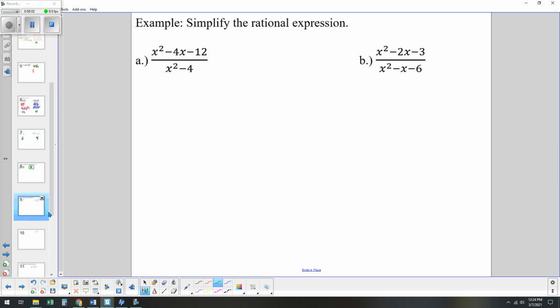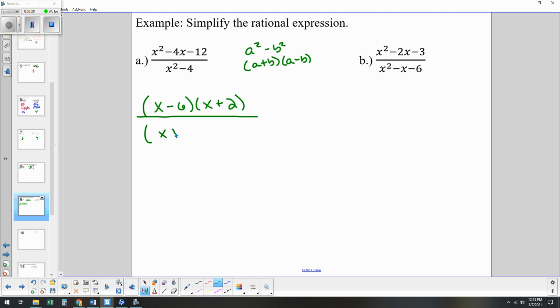All right, very rarely will they be set up for us that way, though, so we're going to have to factor them first. So I'm going to factor the top. So multiplies to negative 12, adds to negative 4 is x minus 6, x plus 2. Factor the bottom, that's the difference of perfect squares, right? A squared minus b squared, which is a plus b, a minus b. So that's x and 2, so that's x plus 2, x minus 2.